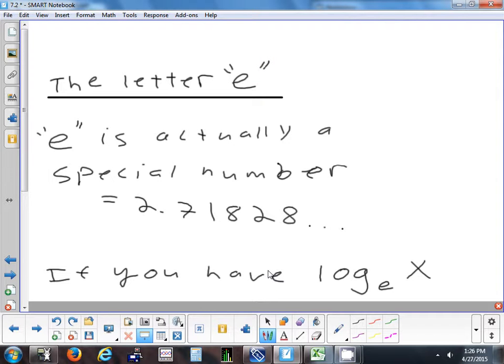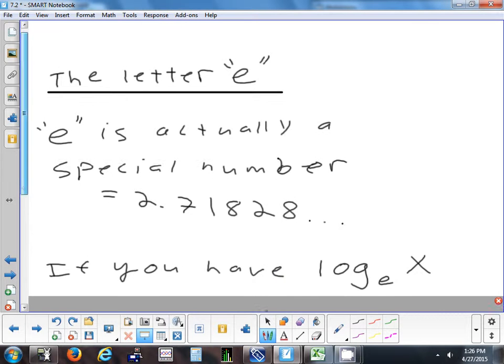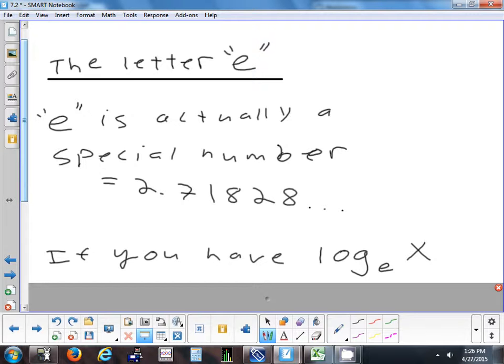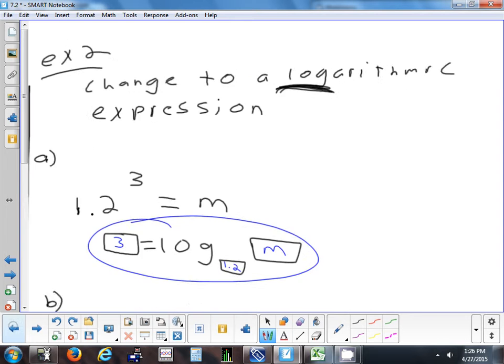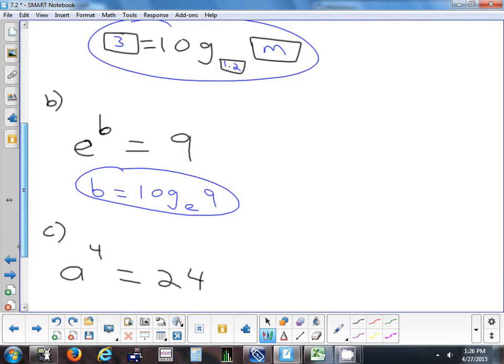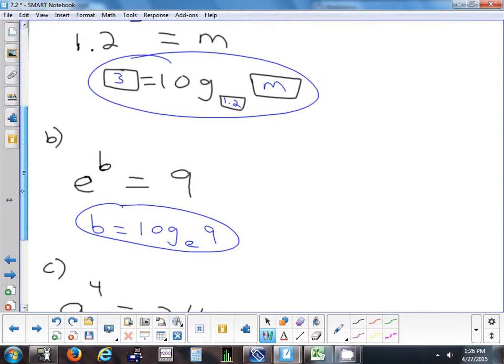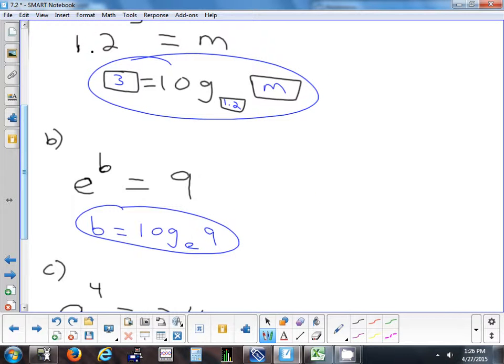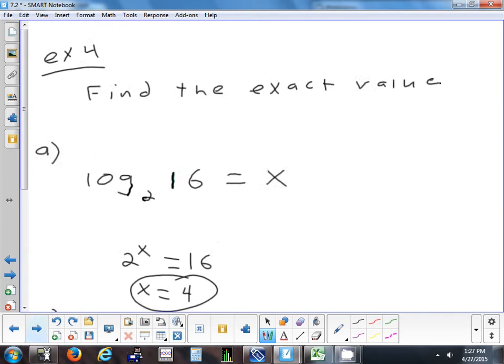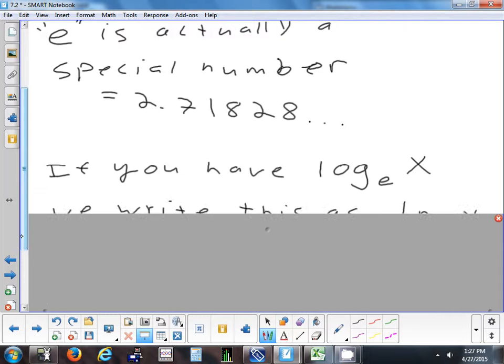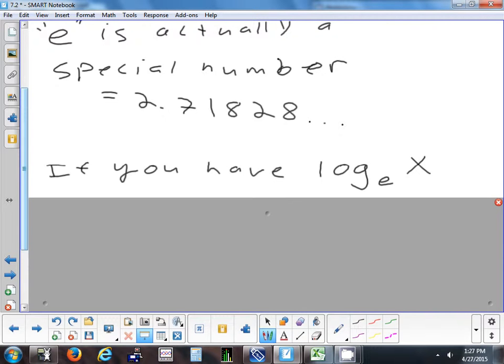Okay, I think we might have had one similar to that earlier. Maybe example 2. Let me go back and check. We might have had a log where E was the base. Yeah, example 2b. I didn't say anything about it at the time, but this is something special when you have E as the base, because that's used a lot. E is a number that they use in the base quite a bit.